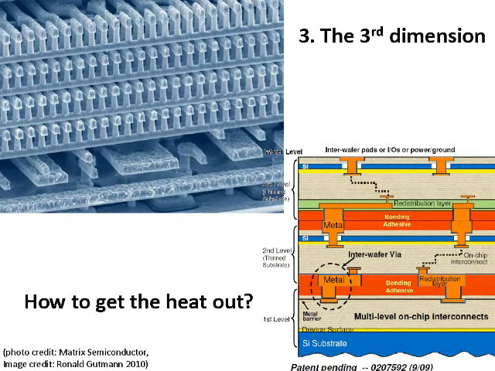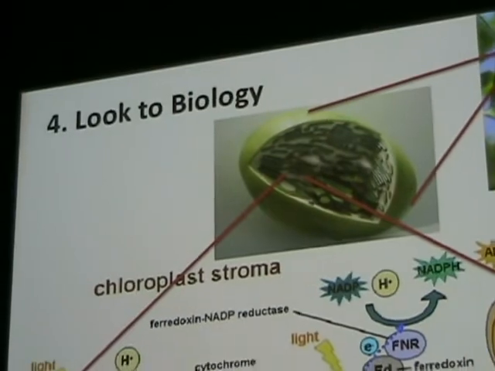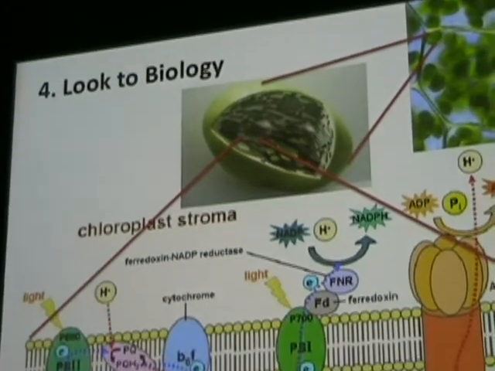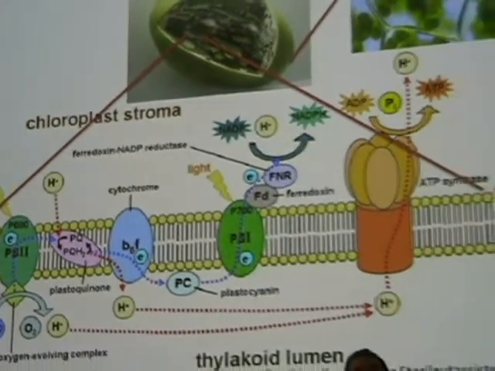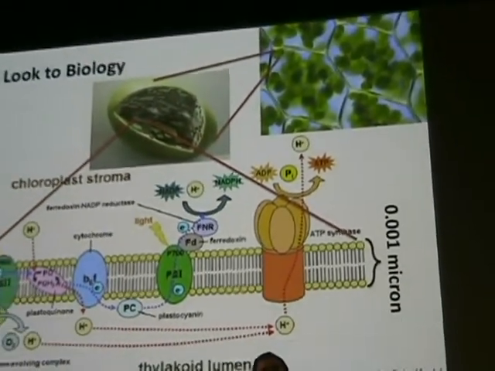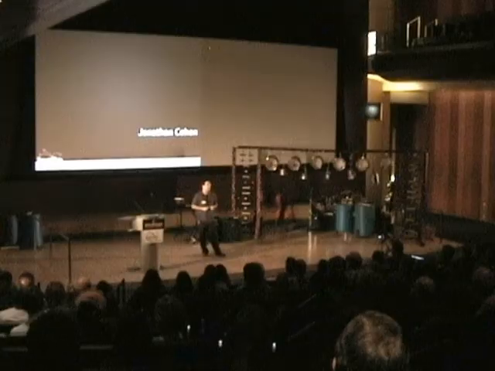But perhaps the most intriguing idea is to look to biology. In cells there is something called a thylakoid lumen, which is a single nanometer wide structure where photosynthesis happens. This is 1/40th the size of the current feature. And plants don't catch on fire, they don't explode with heat. So it is possible, perhaps, that we can build these very complicated devices at these tiny scales by looking at nature. Thank you.